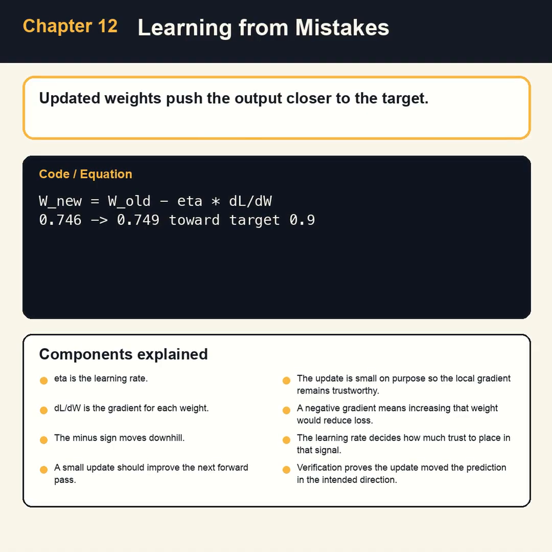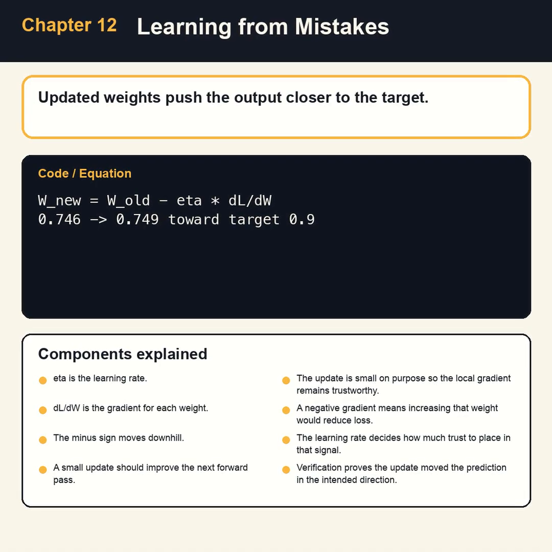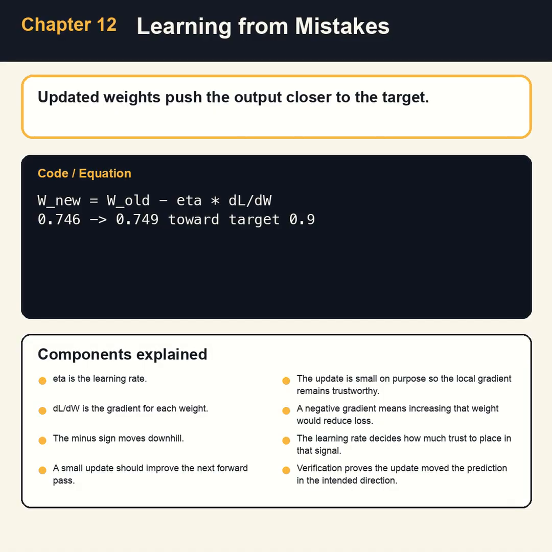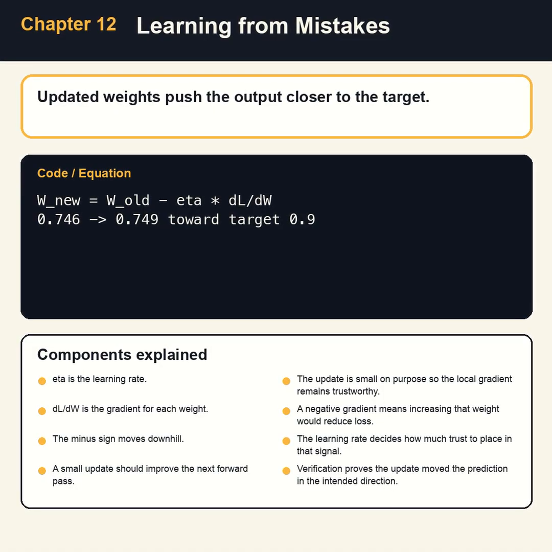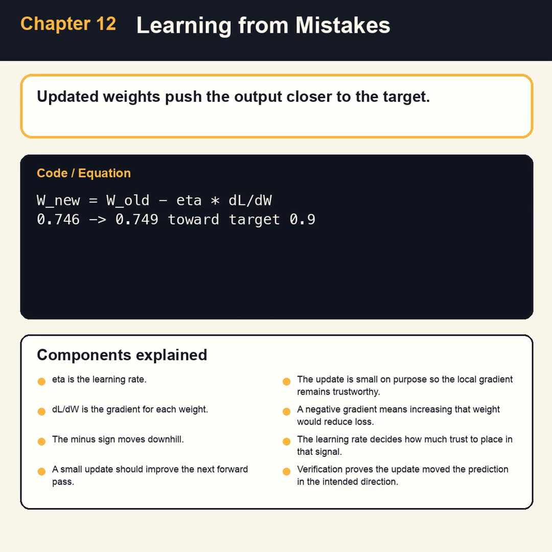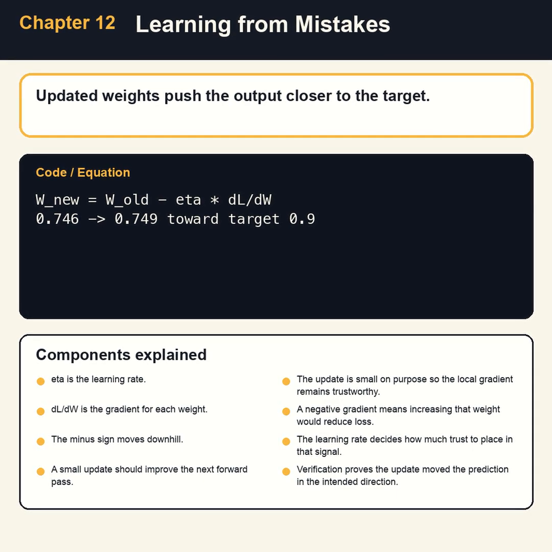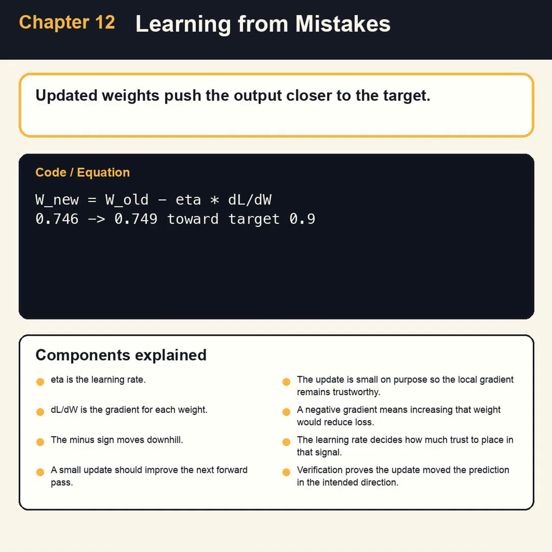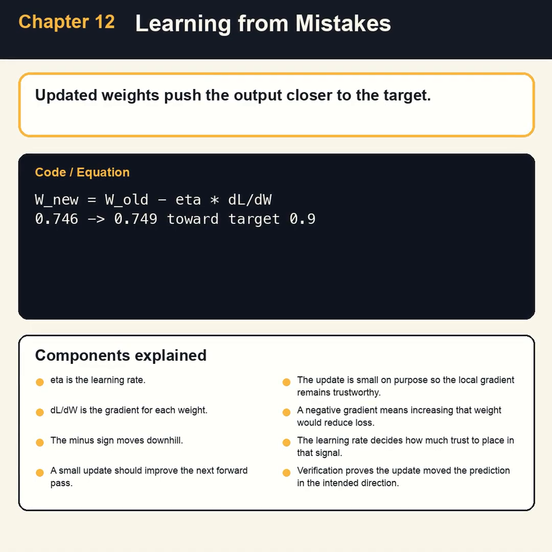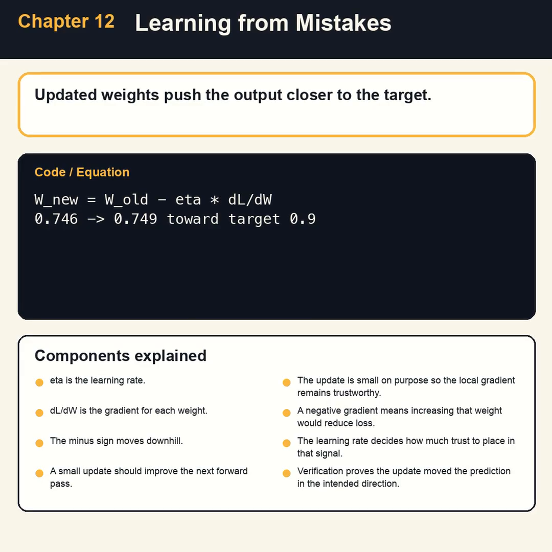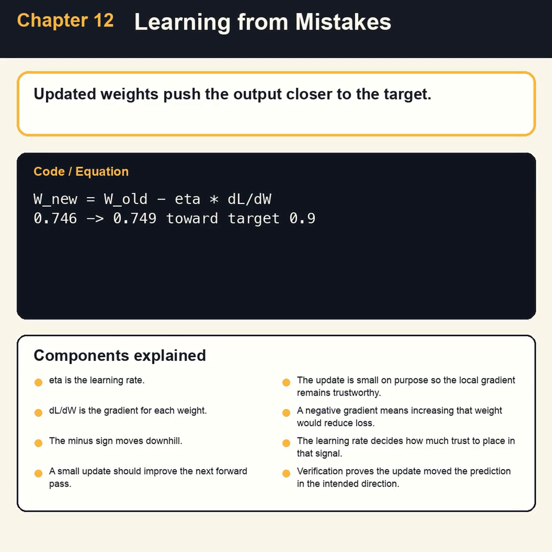Learning from mistakes. Real-world analogy. Adjust a recipe after tasting. Too salty means reduce salt next time, and every ingredient gets some responsibility. After backpropagation, each weight is updated by subtracting learning rate times gradient. In the worked example, the prediction moves from 0.746 toward the target.